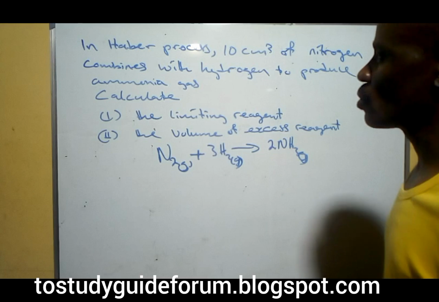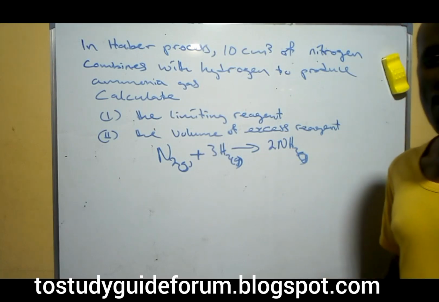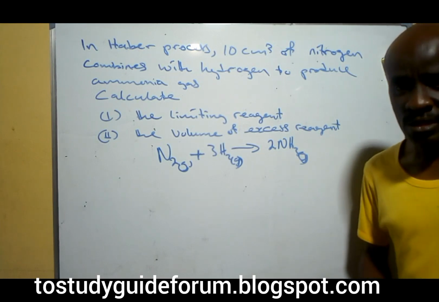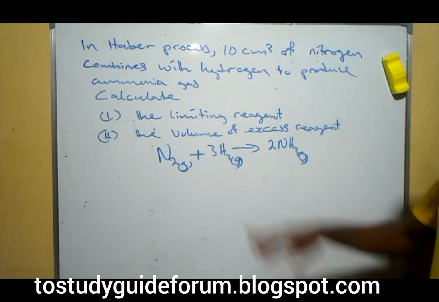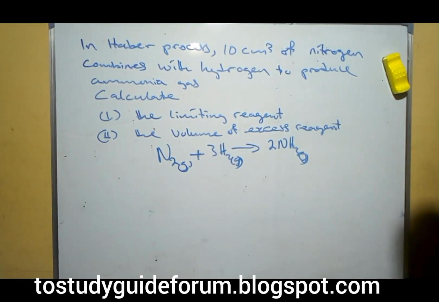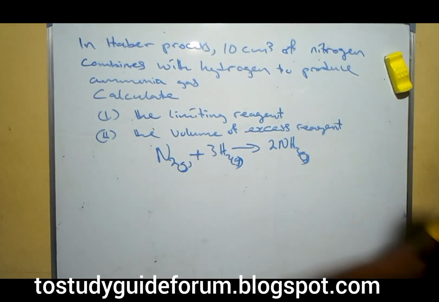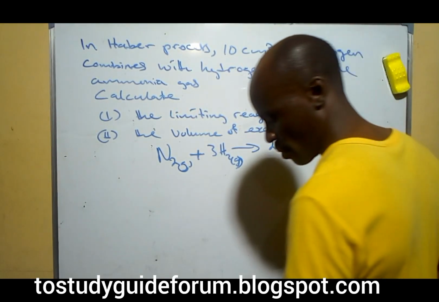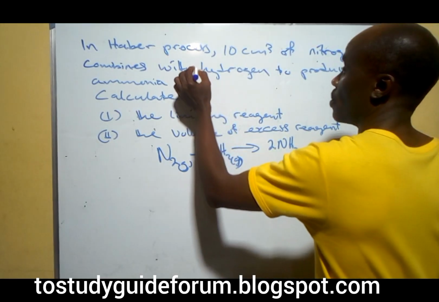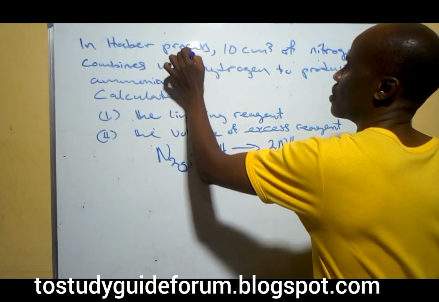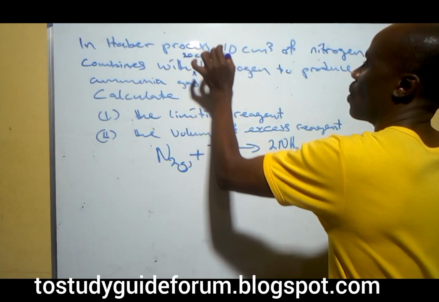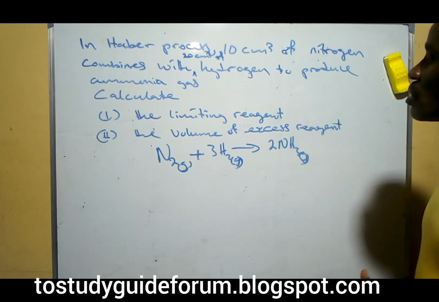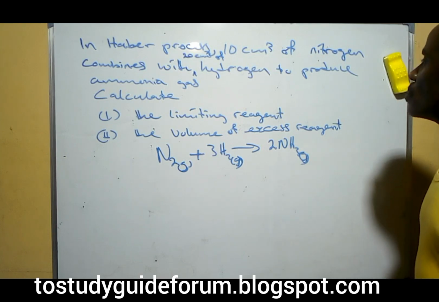So here we're going to be looking at what happened in the preparation of ammonia in the Haber process. In this case, the question says we are given 10 cm³ of nitrogen, and it combined with 20 cm³ of hydrogen to produce ammonia gas.